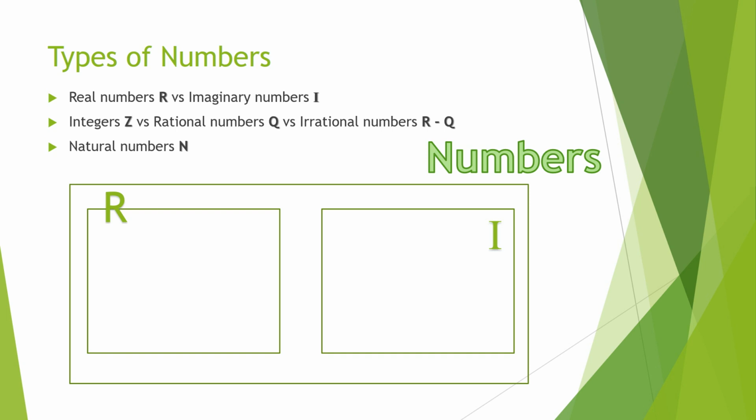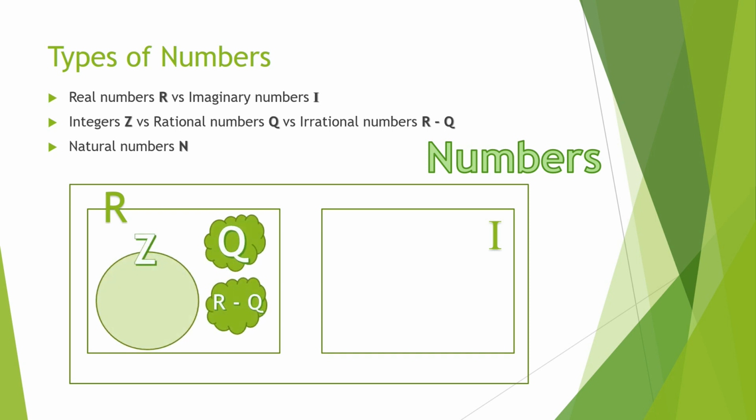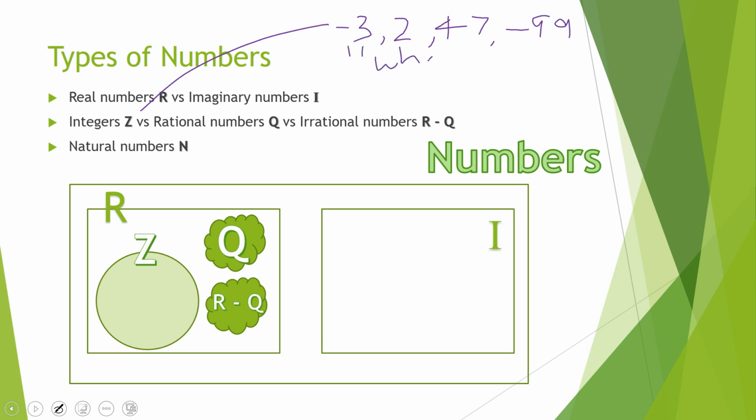These real numbers can be broken down into three parts, namely integers, rational numbers, and irrational numbers, along with their associated symbols Z, Q, and R minus Q. So integers can be thought of as whole numbers. Examples of which are -3, 2, 47, -99. All of these are examples of integers. So integers are whole numbers.